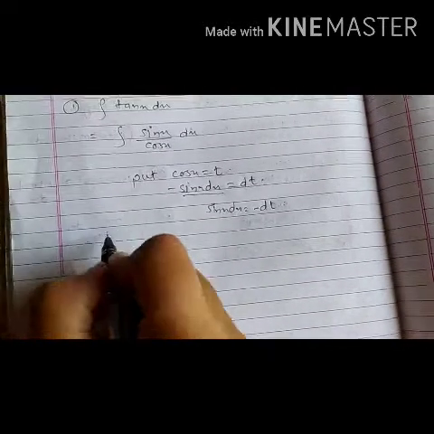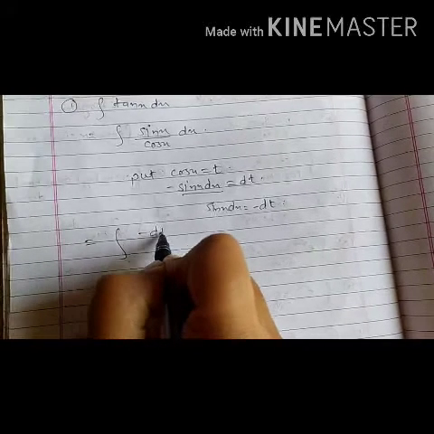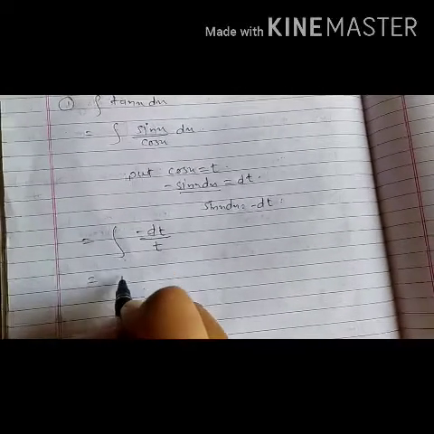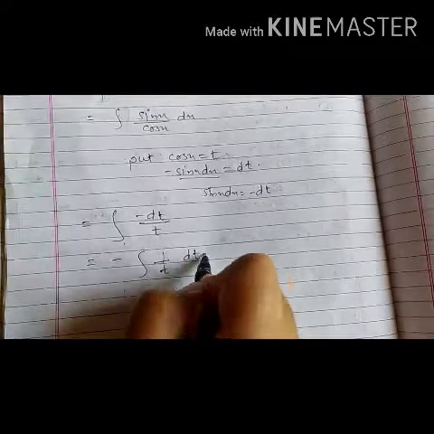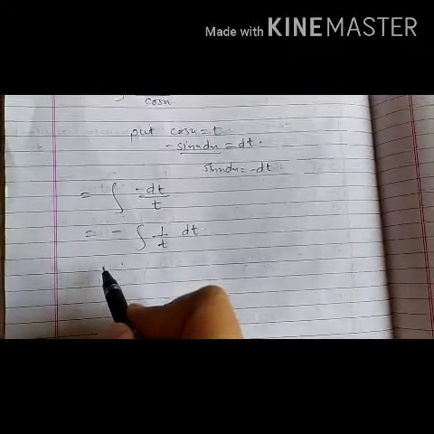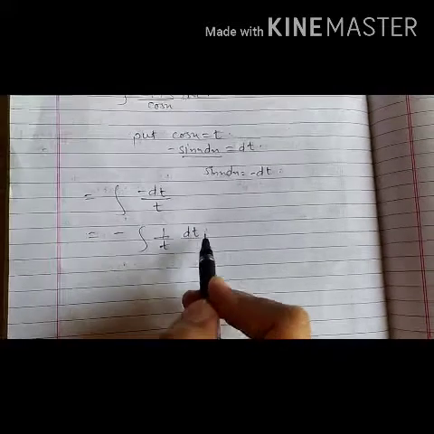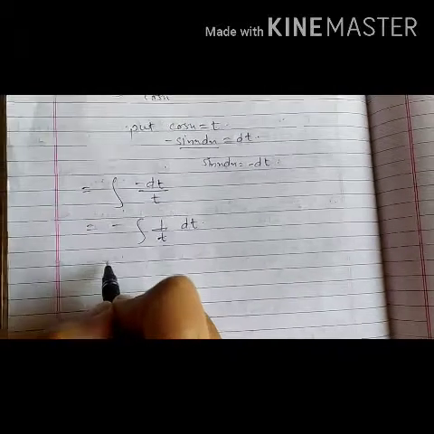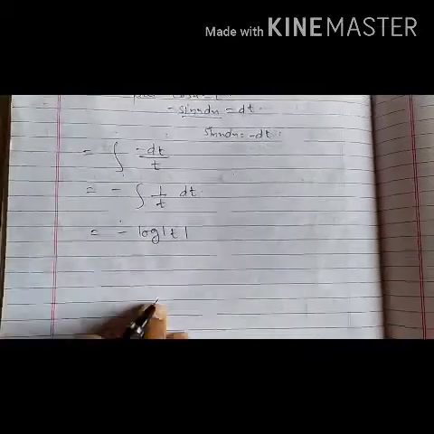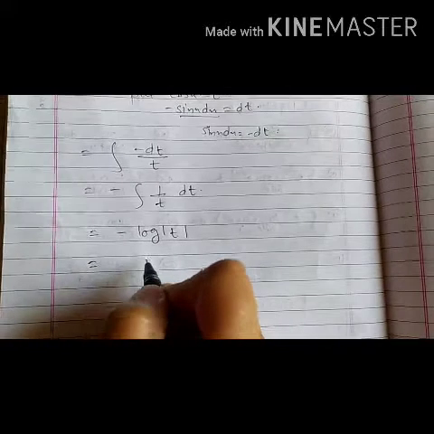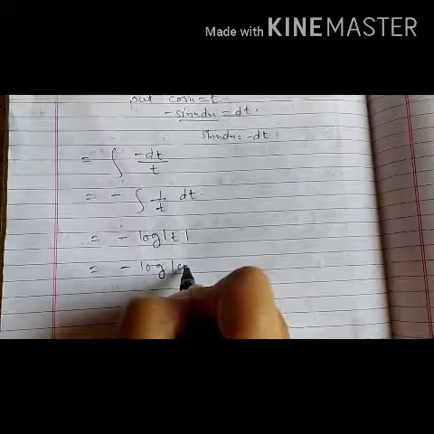So the integral will be integration of minus dt upon t. We'll take the minus sign outside, so minus integration of 1 upon t dt. We know that derivative of log x is 1 upon x, but integration of 1 upon x is log of mod of x. Here the function is in t, so it will be minus log of mod of t. And t is nothing but cos x, so it will be minus log of mod of cos x.